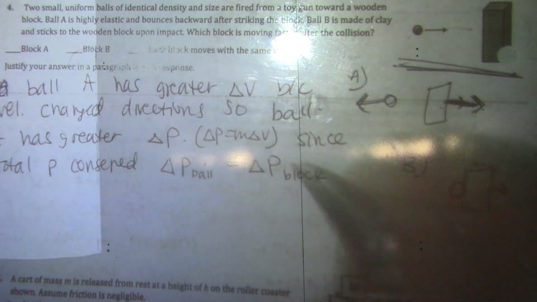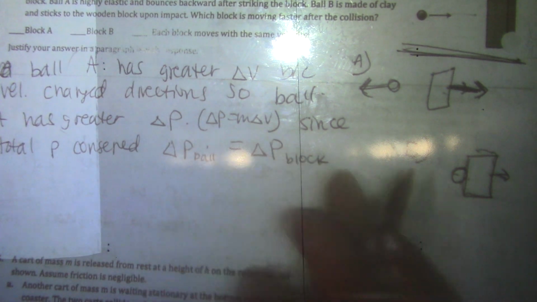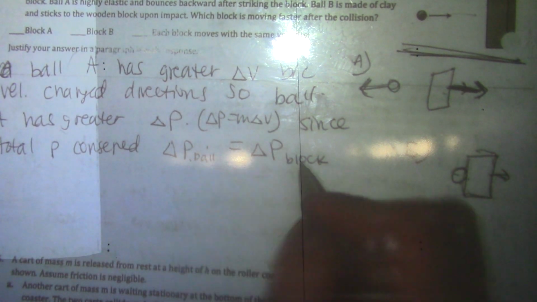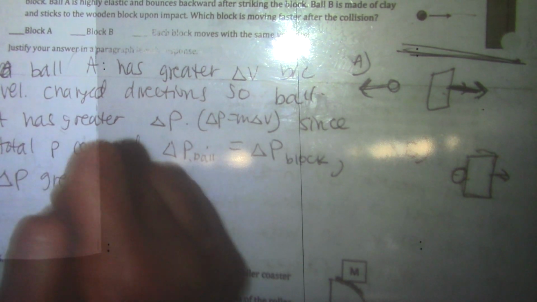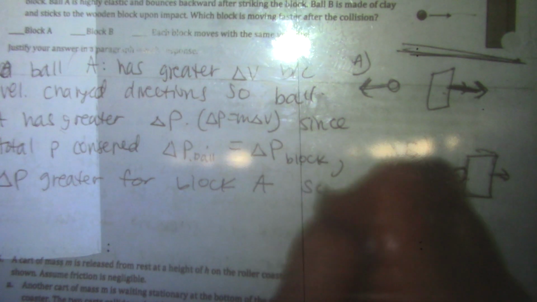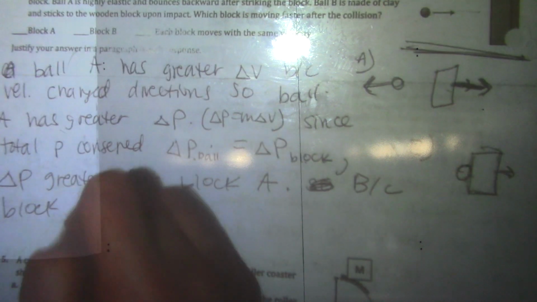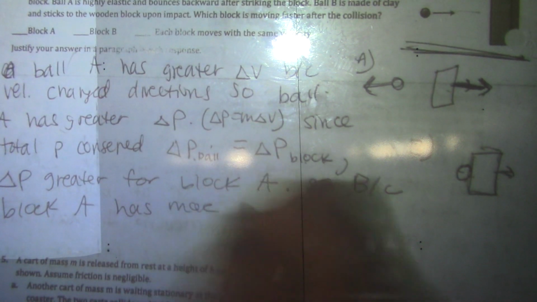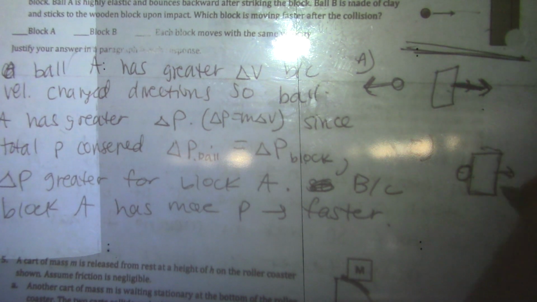Obviously not the same sign. One is gaining, one is losing, or one is positive, one is negative. So since total momentum is conserved, the change of momentum for the ball is the change of momentum for the block. The change of momentum is greater for block A. So I'll just say, because block A has more momentum, that means it is moving faster because they have the same mass. So if one has more momentum, it has to have more velocity.